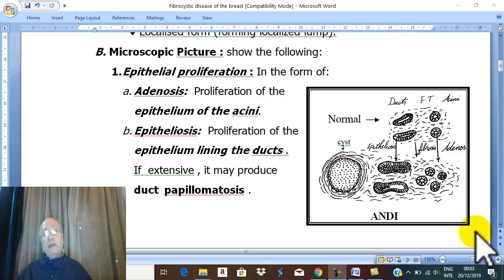Fibrocystic disease of the breast, also called mammary dysplasia or fibroadenosis, has a famous abbreviation, ANDI, and we will know within a few minutes what ANDI is. We will start with a small knowledge in physiology: the effect of hormones on the mammary gland.